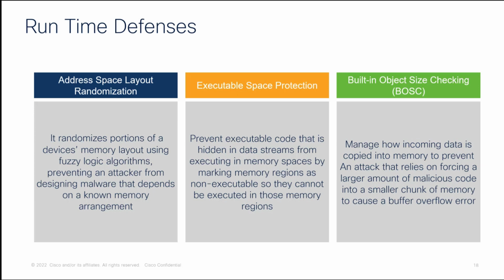Built-in object size checking and safe C libraries are also two runtime defenses that work together to manage how incoming data is copied into memory. So an attack that relies on forcing a larger amount of malicious code via a routing packet, let's say a CLI command, into a smaller chunk of memory to cause a buffer overflow is stopped by implementing the BOSC in combination with a compatible compiler technology.